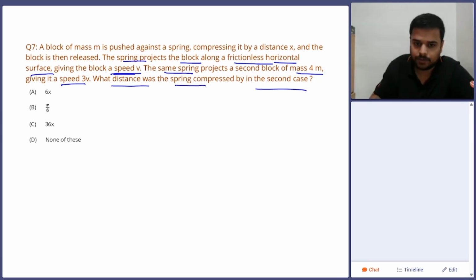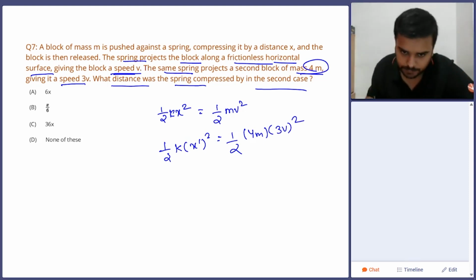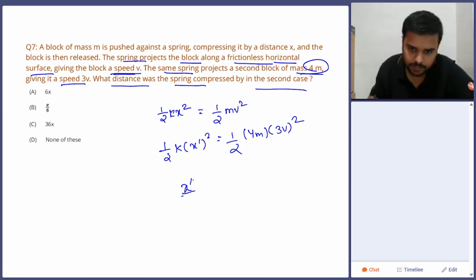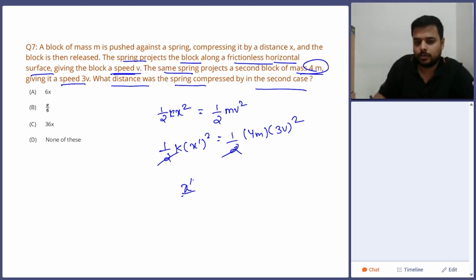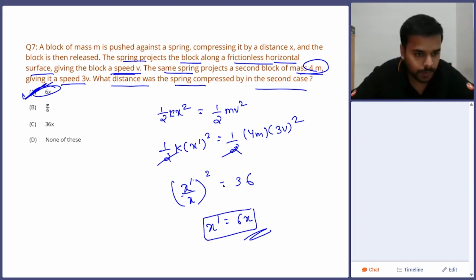So at maximum compression, total spring potential energy is equal to total kinetic energy of the spring block system. So half kx square is equal to half mv square. And in the second case, half k x dash square is equal to 1 by 2, 4m is the mass for the second block, and this is 3v whole square. So now x dash by x, the halves get cancelled, so x dash by x whole square will become 36. So x dash will be equal to 6x. Option 6.